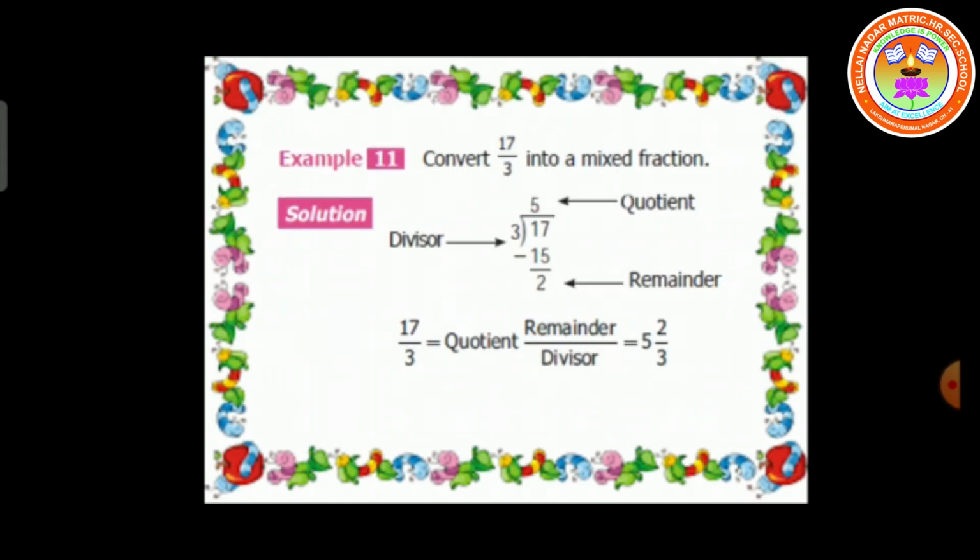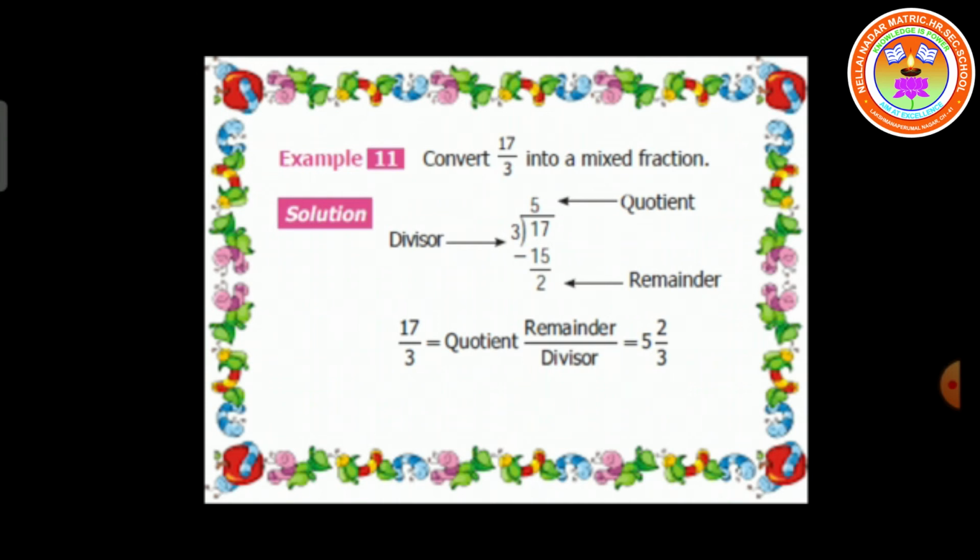Convert 17 by 3, an improper fraction, into a mixed fraction. How? You have to divide 17 by 3. We know 3 5s are 15. So 17 minus 15, we will get the remainder of 2.